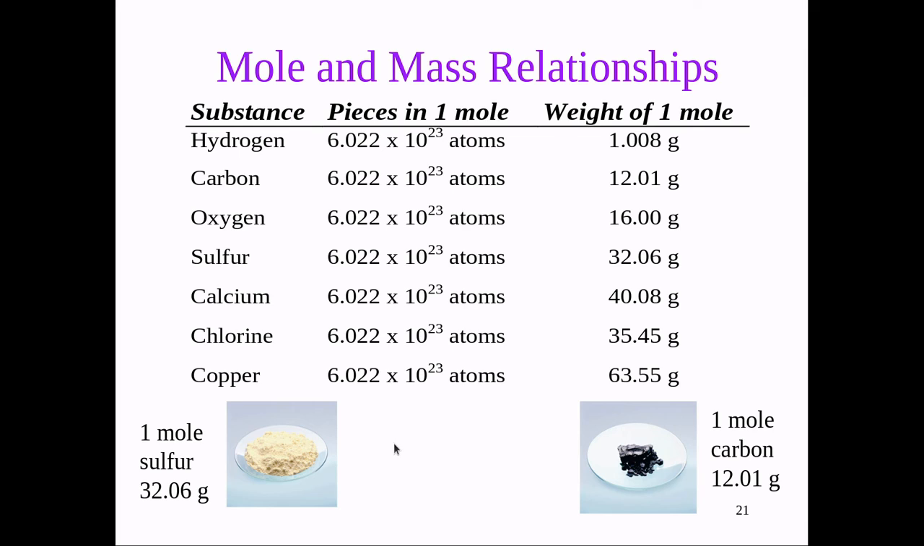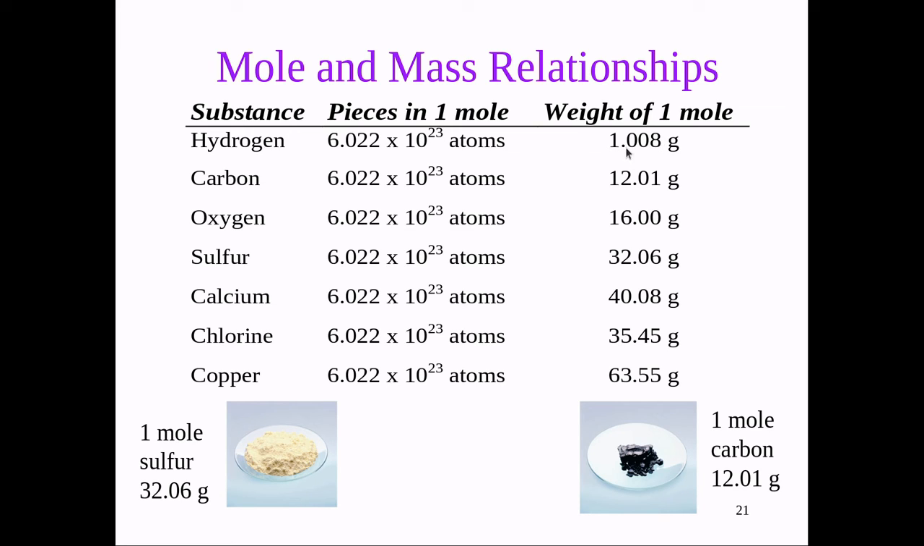So I think it's useful to look at this in a table to think about what we're talking about. If I had hydrogen, our lightest element, I'm always going to have the same number of atoms in 1 mole. Just like I always had 12 nails in 1 dozen, I'm always going to have the same amount of that. But each one's going to weigh a different amount.